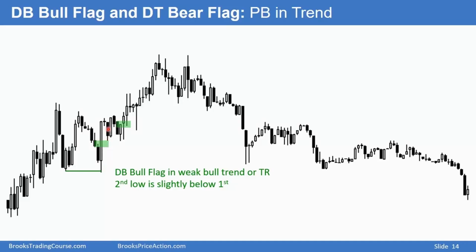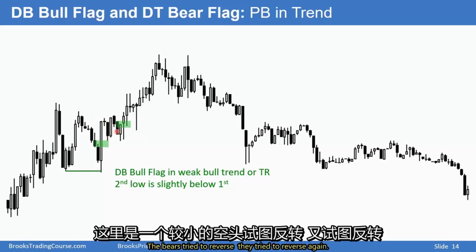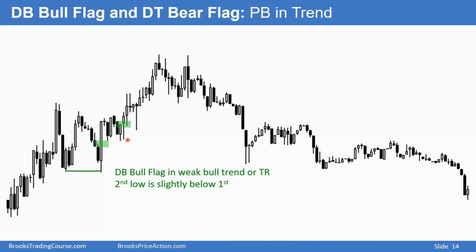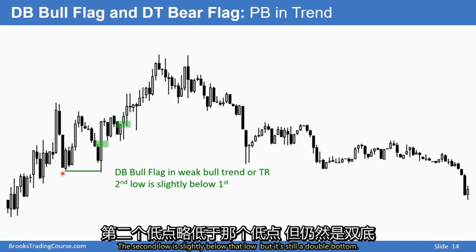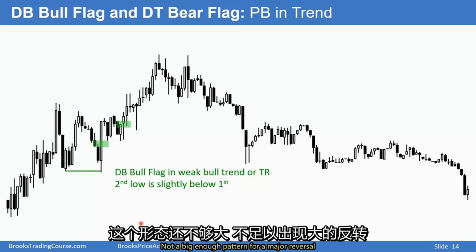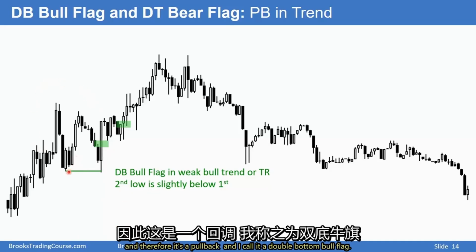A smaller one here. The bears tried to reverse. They tried to reverse again. Minor reversals. It led to a double bottom bull flag. I'm calling this a double bottom. The second low is slightly below that low, but it's still a double bottom. It's a double bottom bull flag, a double bottom in a bull trend. Not a big enough pattern for a major reversal, and therefore it's a pullback, and I call it a double bottom bull flag.